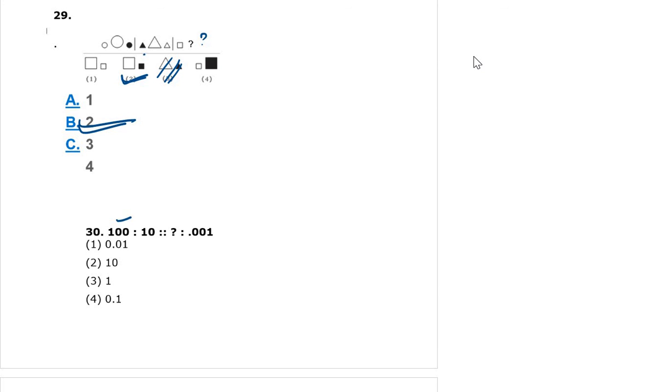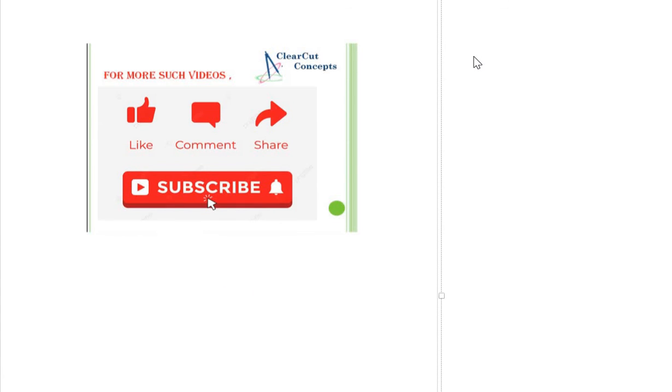Next one, 100 to 10. What is the number for 0.01? So if you multiply 10 with the number, you will get the first number. Same way, if you multiply 10 with this number, you will get the previous number. If you multiply, it means the point moves 1 place to the right. The answer is 0.01. Okay. So I hope every question is clear.